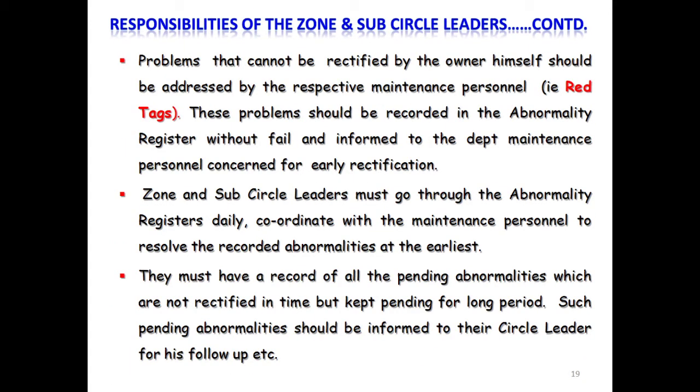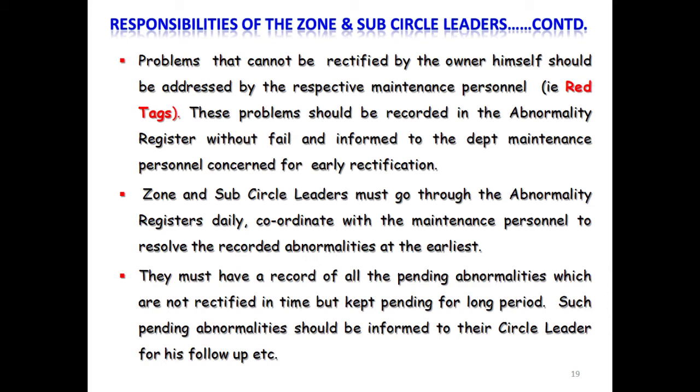Problems that cannot be rectified by the owner himself should be addressed by the respective maintenance personnel, that is red tags. These problems should be recorded in the abnormal register without fail and informed to the department maintenance personnel concerned for early rectification. Subcircle leaders must go through the abnormal register daily, coordinate with the maintenance personnel to resolve the recorded abnormalities at the earliest.